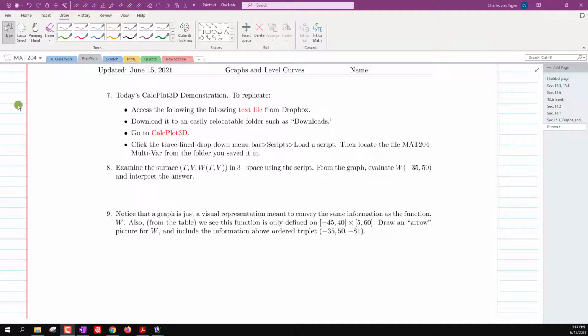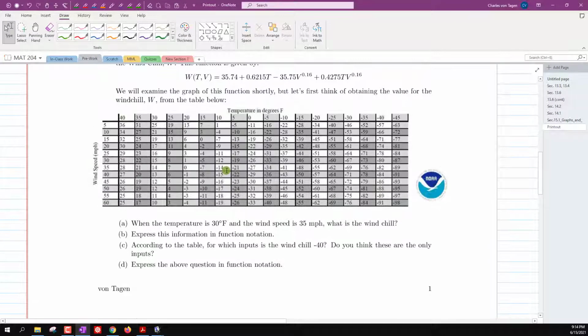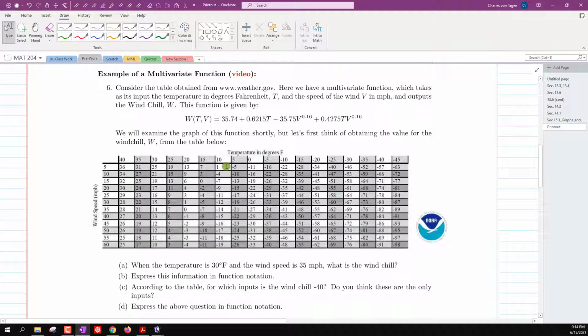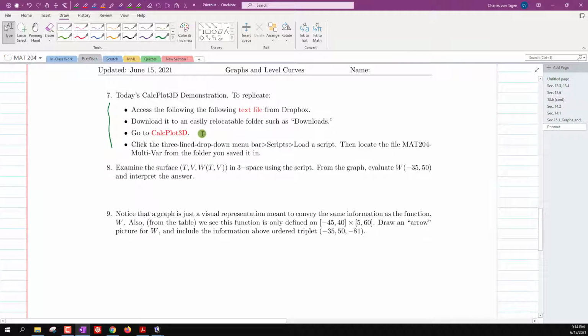So folks, now that we've gone over and reviewed how to upload this CalcPlot 3D script in the previous video, and we've looked at this multivariate function that's looking at temperature data and wind velocity, and from that determining what we call the wind chill, let's go ahead and look at this graph represented in 3 dimensions from CalcPlot 3D. And that's what I'm asking you to do, number 8, is just to explore that graph.